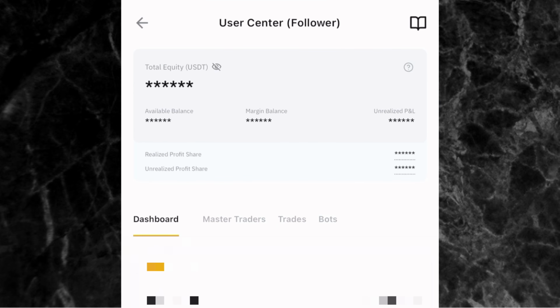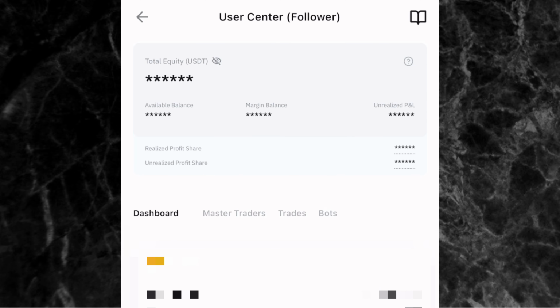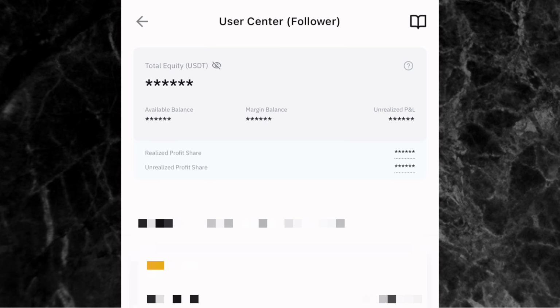Now, right here is going to show you how your trade is going. It's going to show you how much you've been able to make or how much you've been able to lose. It's going to show you all the trades the trader is making. It's going to show you all the details and everything you need to know about your trades and how your money is going up or how your money is going down. You can monitor it right here. Also, you can monitor it through your wallet page. Now, let's go to the wallet page.